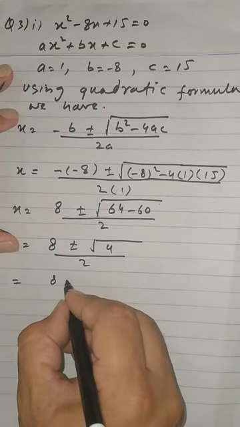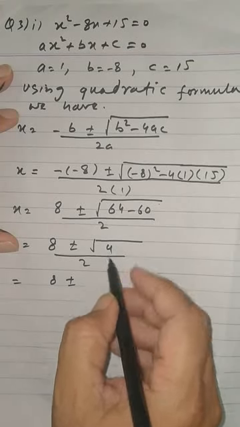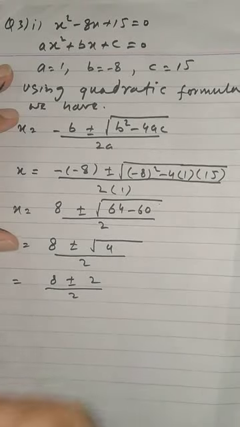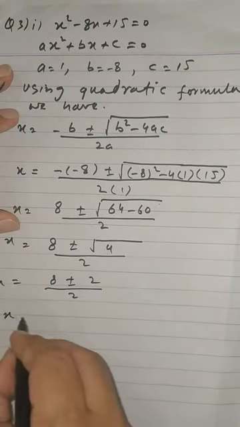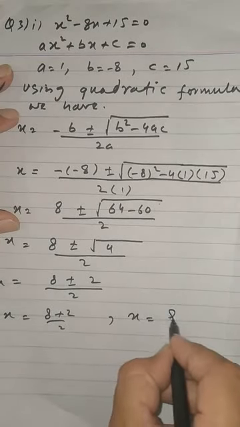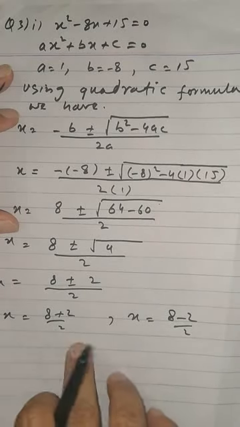Then we get x equals 8 plus minus the square root of 4. Taking the square root of 4, we get 2, divided by 2, and this is equal to x. Now here we can write x equals 8 plus 2 by 2, and x equals 8 minus 2 by 2, because here plus minus is used.